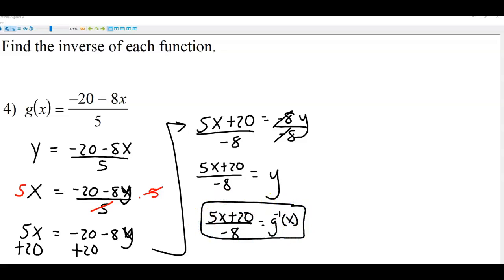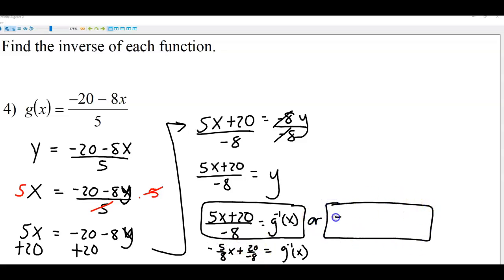But we can also split it up once again. We could put negative 5/8x plus 20 over negative 8. And then if possible, reduce. Once again, this first one doesn't reduce, but the second one does. So if I reduce that, I would end up with my alternative answer of negative 5/8x minus 5/2. There you go. So that's how you find the inverse of a function.